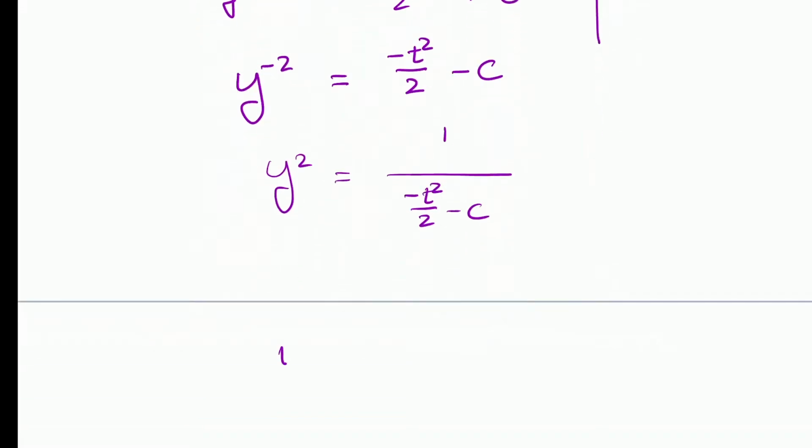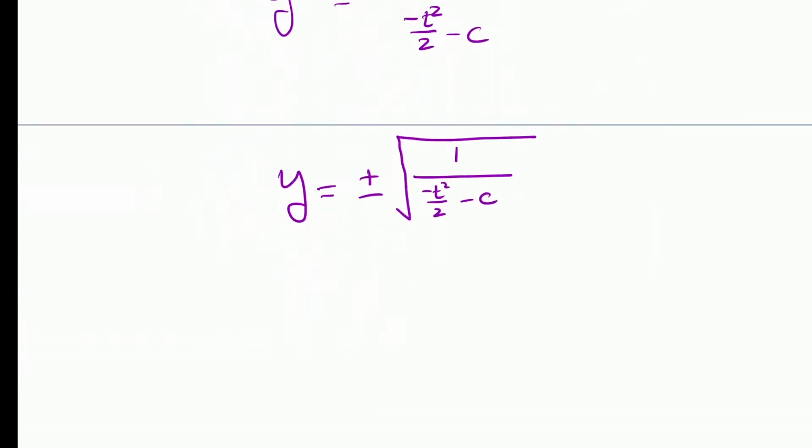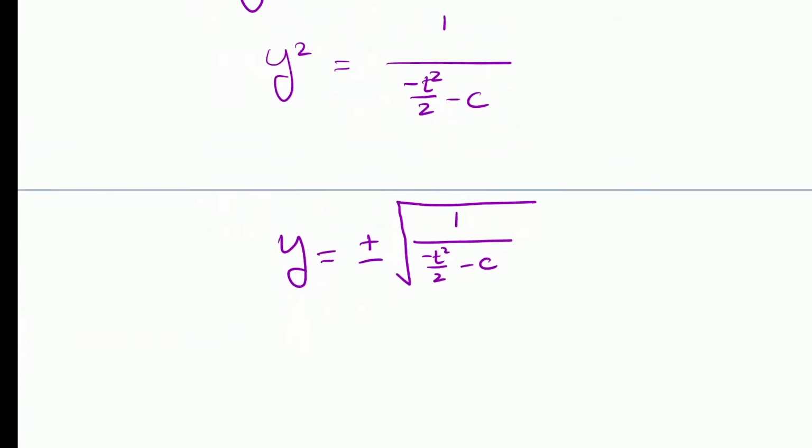And then y is equal to plus or minus the square root of 1 over negative t squared over 2 plus c. Oh, sorry. I was thinking one thing and I wrote another. But I'm going to write what I just did, and I'll explain what I just did.